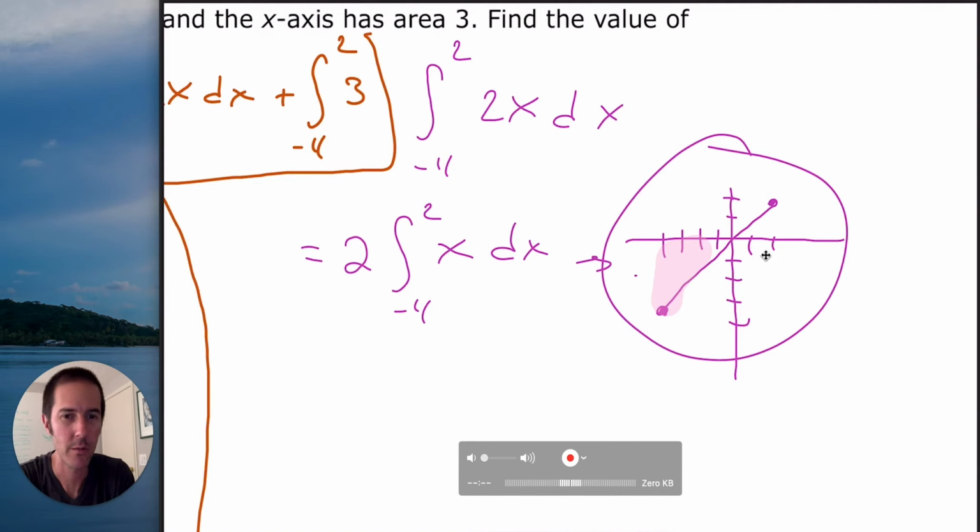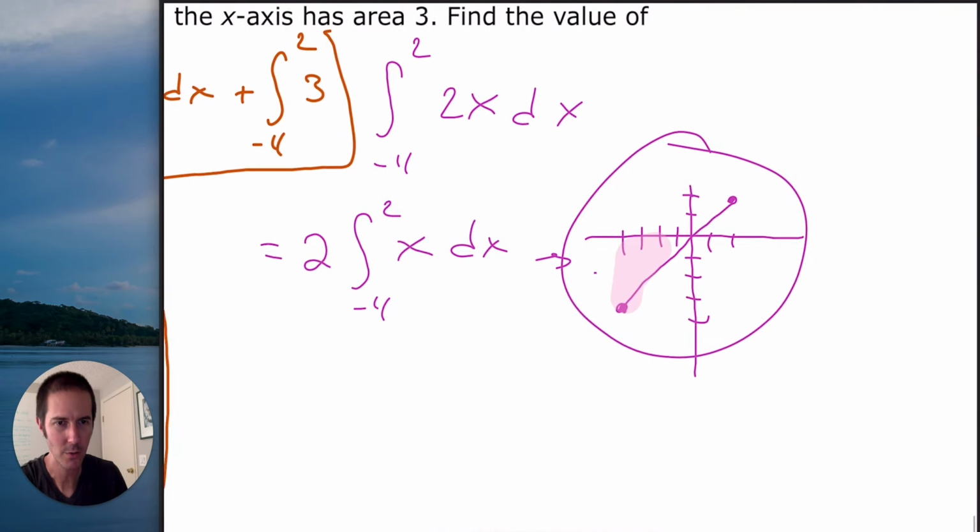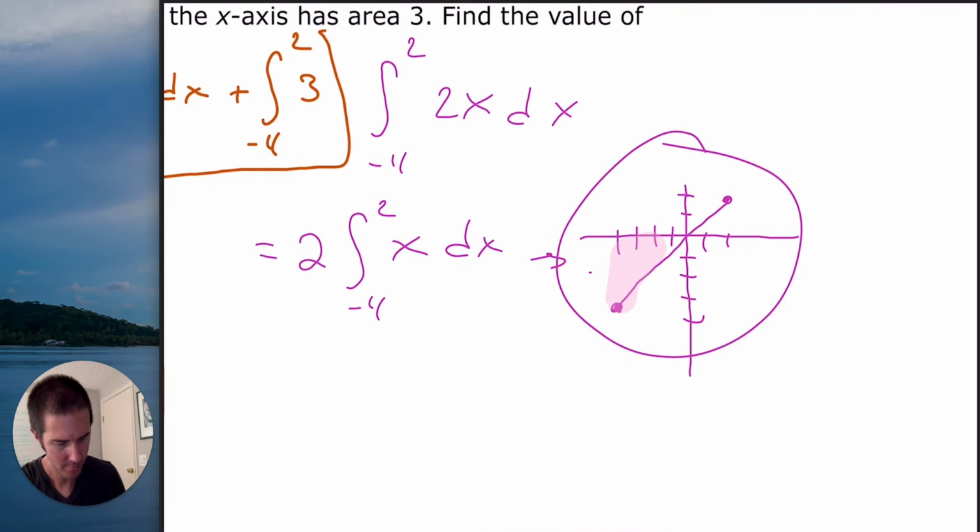Let's see if we can do this. Amazing, I can't just draw with my finger. I can. That was way too excited just then.